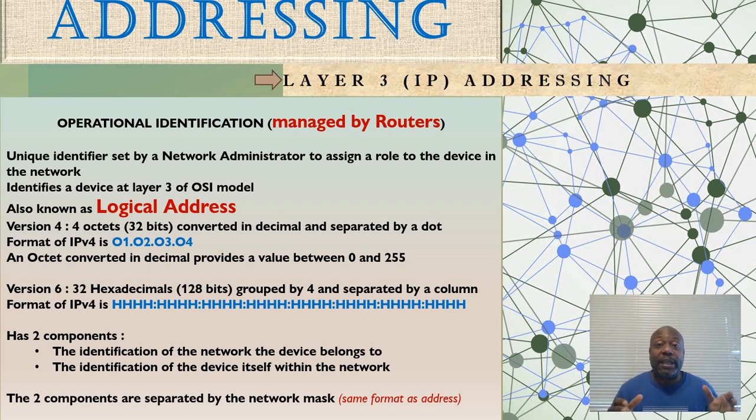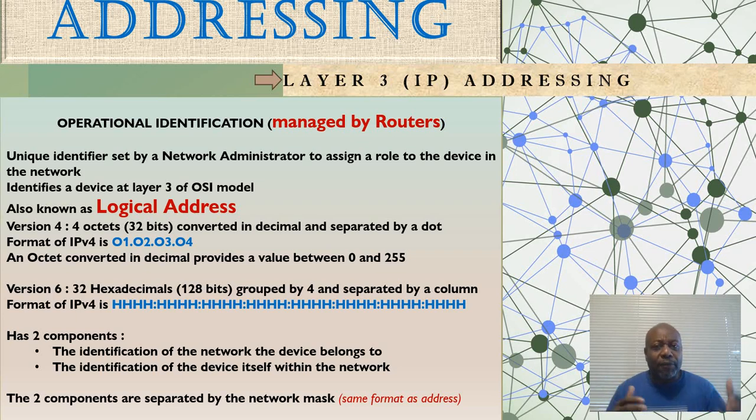It's 128 bits long, which is 4 times the size of the IPv4. And for that one, we use hexadecimals. You want to see that for the IPv4, we use decimal numbers, and the value of each octet is going to go from 0 to 255. But for the IPv6, we use hexadecimals. We have 32 of them that make a whole IP address.